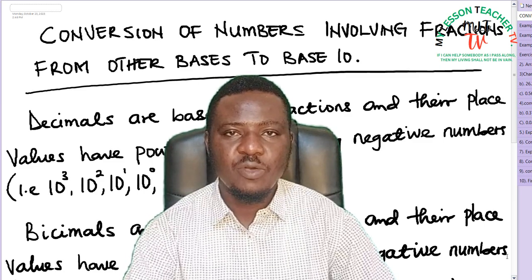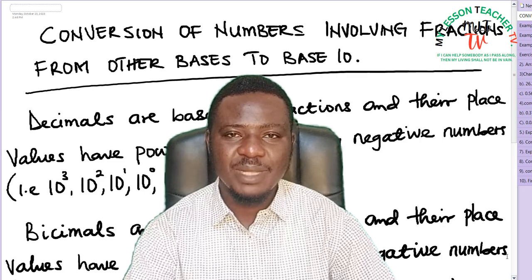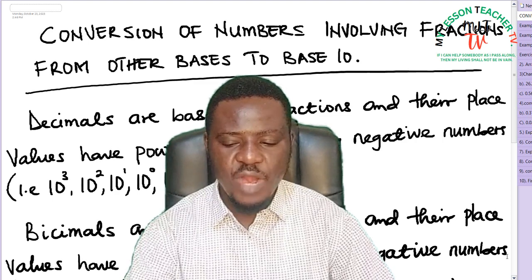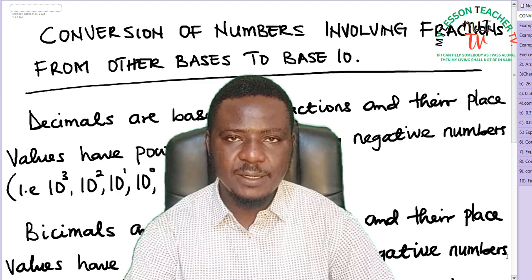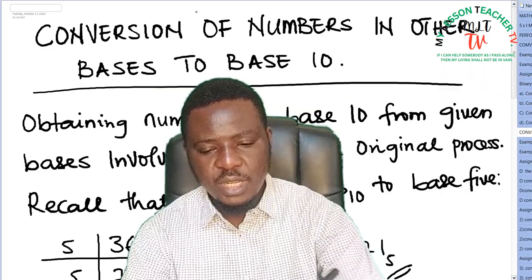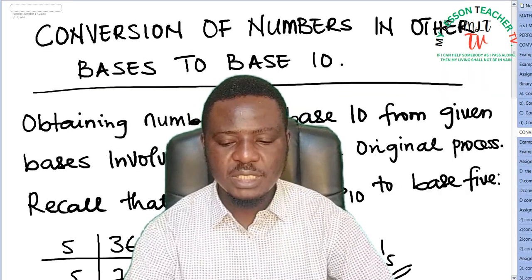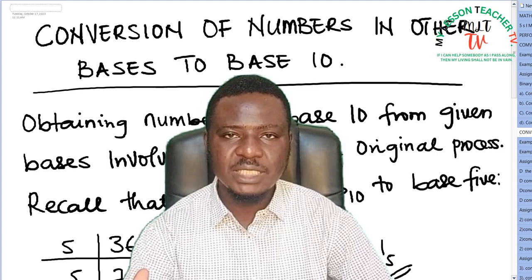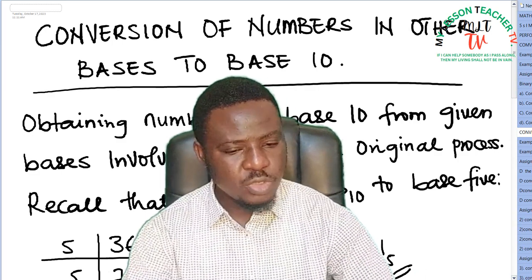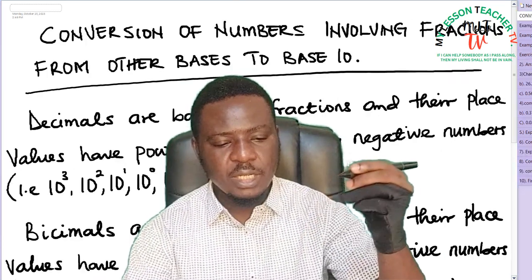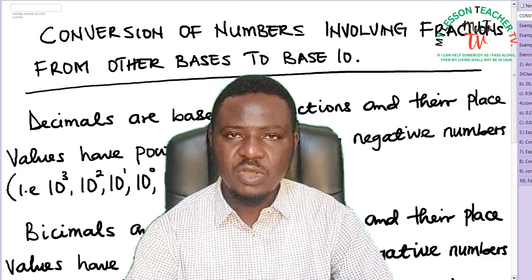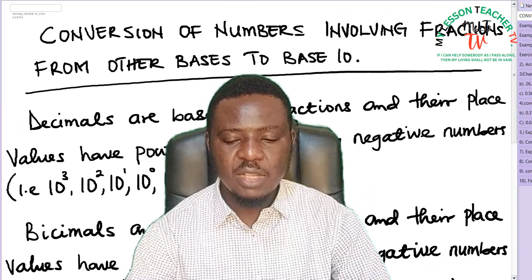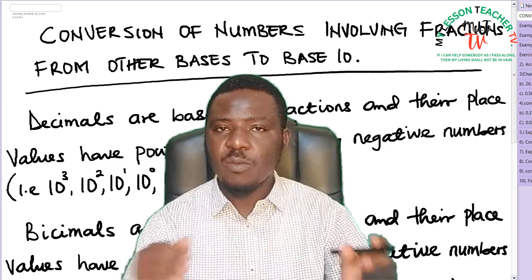Today's class is a continuation of our previous classes on SS1 mathematics. In today's class, we shall be looking at conversion of numbers involving fractions from other bases to base 10. In our previous classes, we have looked at conversion of numbers in other bases to base 10. We have equally looked at how to convert numbers from base 10 to other bases. So in today's class, we shall be looking at numbers involving fractions and how to convert them from other bases to base 10. And in our next class, we shall look at conversion of numbers involving fractions from base 10 to other bases.